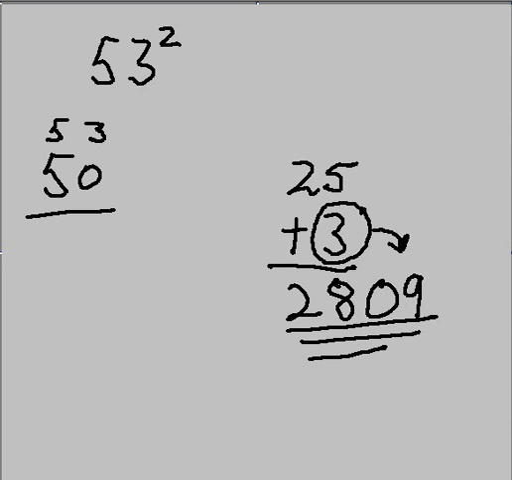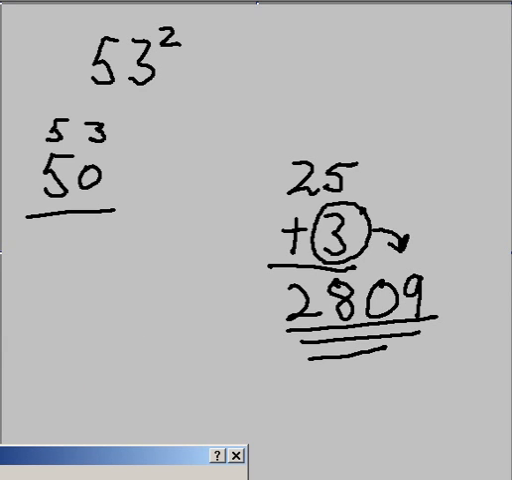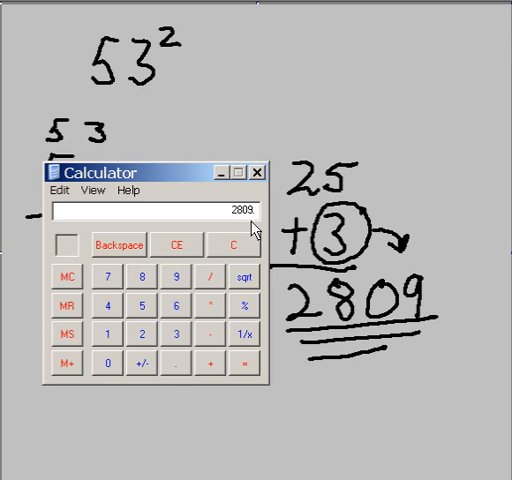2809. Is that true? Let's find out. Let's run the calculator and find out. Clear off the screen. 53 times 53 equals, what do you know? 2809.